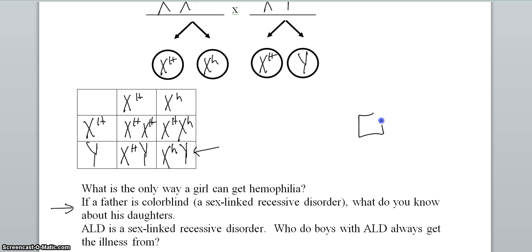So squares are males, so I am colorblind. So I'm X, we'll say X little b Y. Now I have a wife. Females are going to be denoted with circles. And as far as we know, on her family tree, she is completely normal for color blindness. So we can assume that she's X big B, X big B.